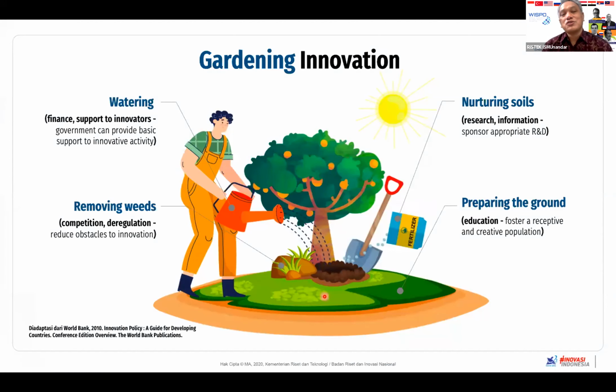Let me also share with you that innovation actually takes a whole village. It takes all of us, everyone involved in the innovation process in the country. With the analogy of gardening, if we want to grow innovation in the country, then we need to water it. In terms of the government, we have to provide finance and support to the innovators.